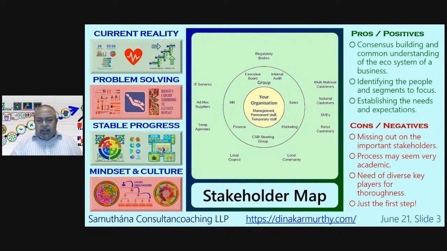Sorry for that. So diverse players for thoroughness is a must, because then point number one, missing out on important stakeholders, will get mitigated. That's again another negative, because you need to get diversity. That means you need to get people from various departments or functions into your stakeholder mapping. That is the next one.